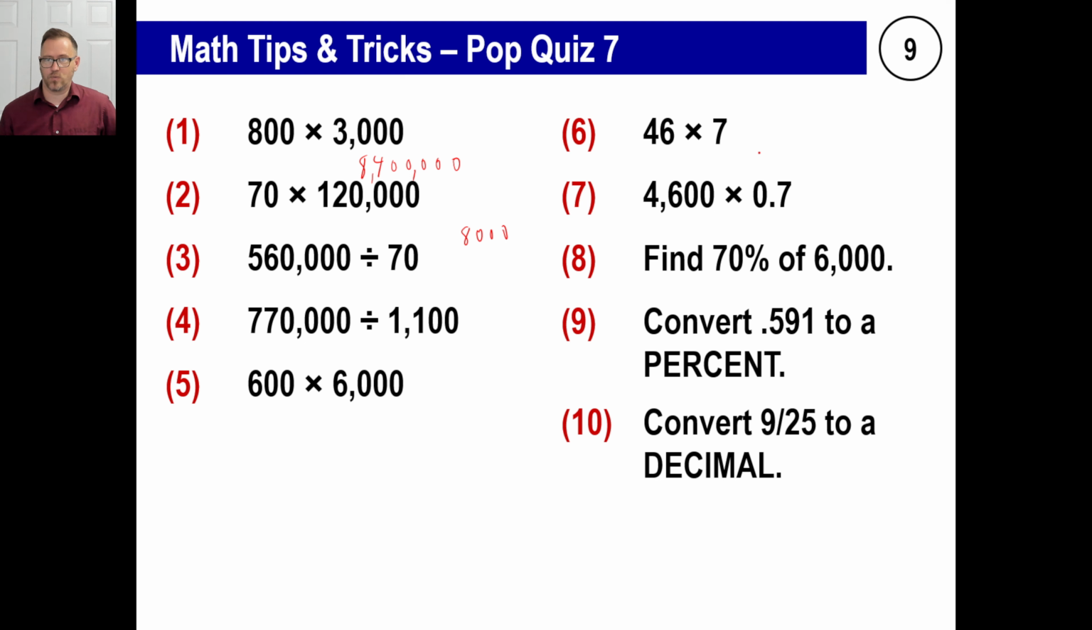Number 6 will be 280 plus 42, that is 322. Number 7 is the same problem as number 6, so there's going to be a 3, a 2, and a 2 in it, and it's going to have a 0 at the end. 70% of 6,000: 0.7 times 6,000, or 7 times 600, is 4,200. The percent for number 9 is 59.1%, and the decimal for number 10 is 0.36.